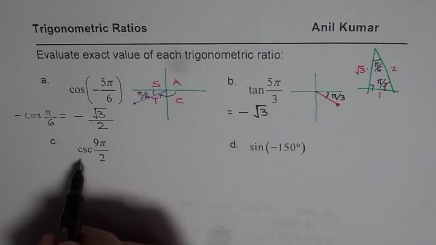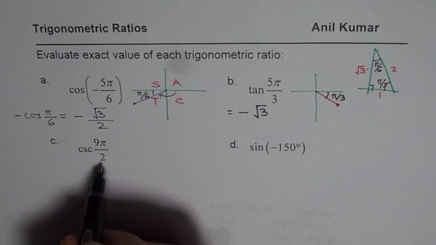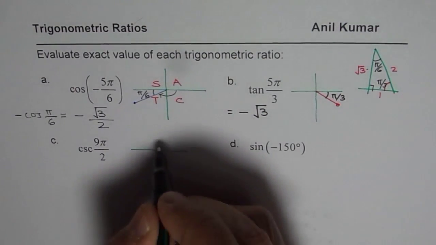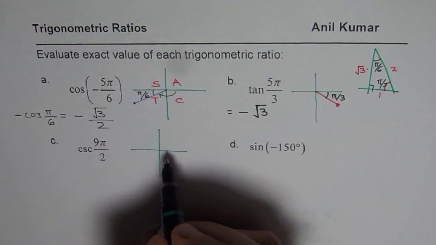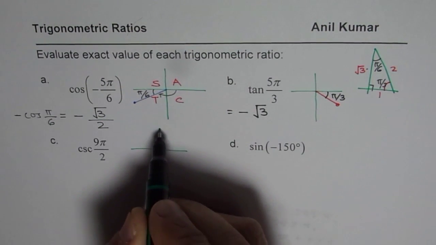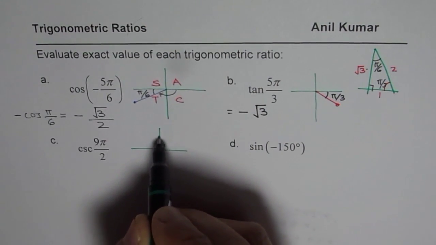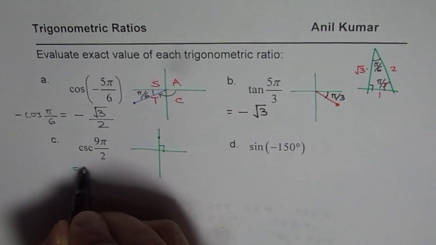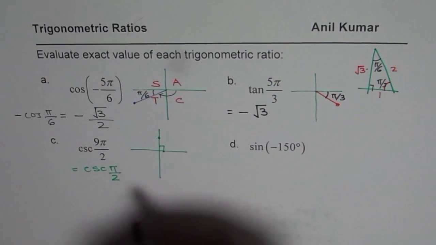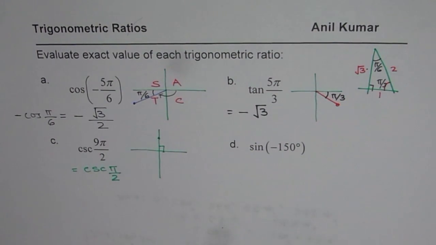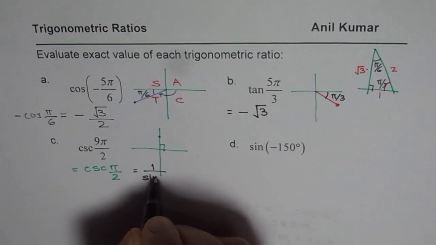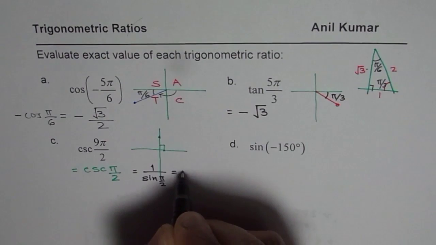Now here we have cosecant 9 pi by 2. Now when we say 9 pi by 2, then it means what? Cosecant is the reciprocal of sine, right? 9 pi by 2. That means this is 1 pi by 2, right? So we have 4, and then one more circle, 8, and then you land up here, right? So you land up here, so that is 9 pi by 2. So you could write this as cosecant pi by 2. Is it okay? Now cosecant pi by 2 is 1 over sine pi by 2, which is equal to 1, right?